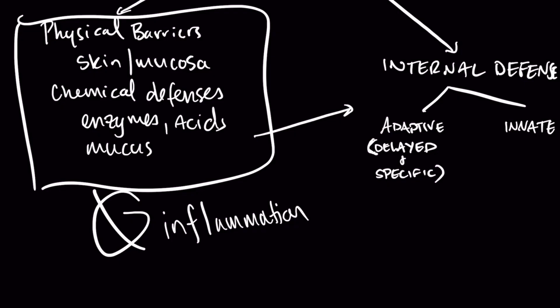This is what we've learned through these infections. And innate is fast and generic. So fast and generic, meaning it's what our body does automatically when we have an infection or a foreign body in order to address that.